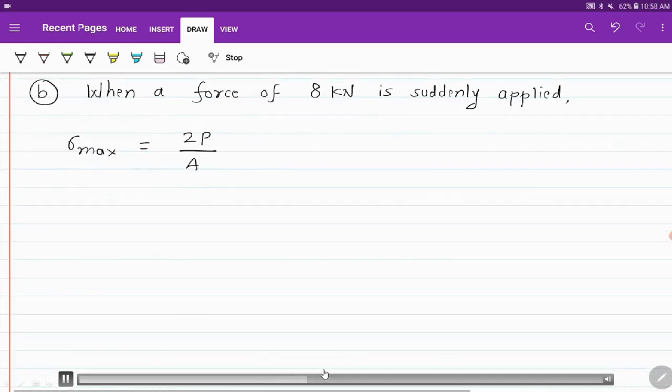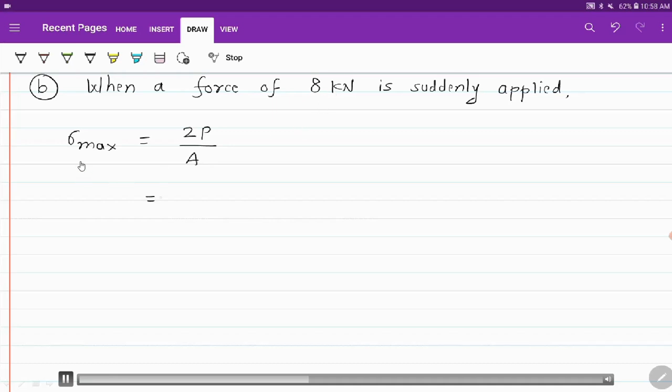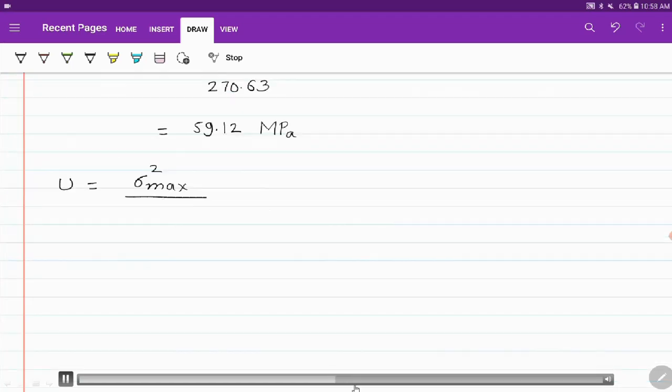Now for suddenly applied load of 8 kN, we know that maximum instantaneous stress is given as 2 times W upon A or force upon area. So that is P upon A. You can use any notation over here. Either you can say 2W upon A or 2P upon A. So it is 2 into value of P is 8 into 10 raised to 3. Area is 270.63. So that value is 59.12.